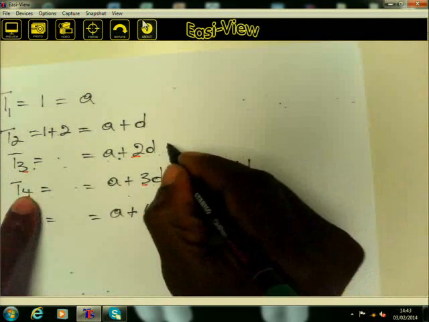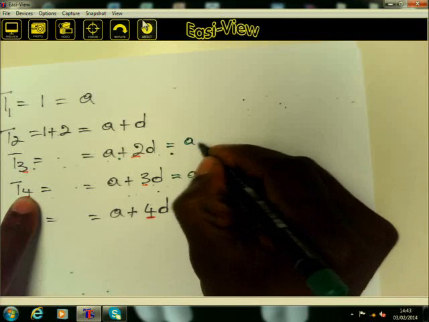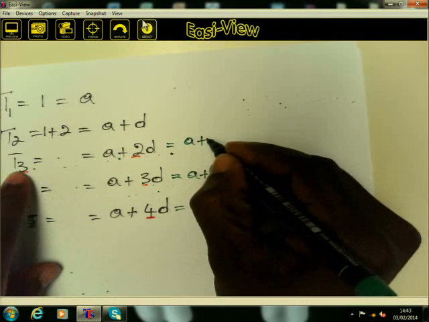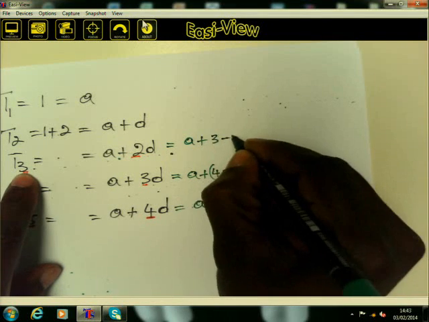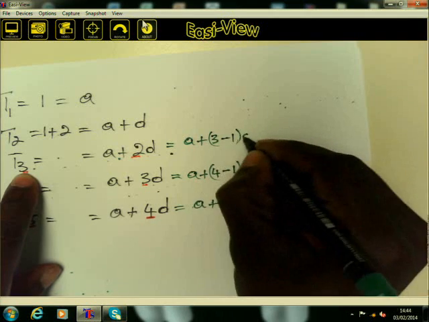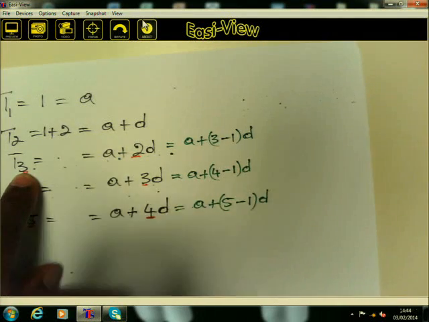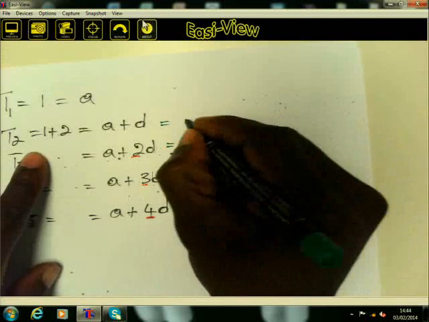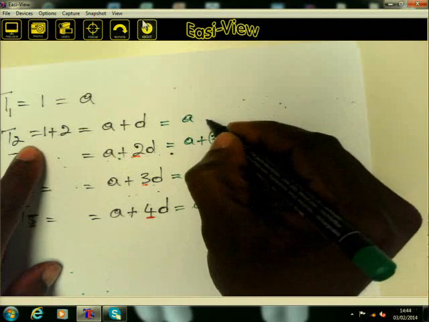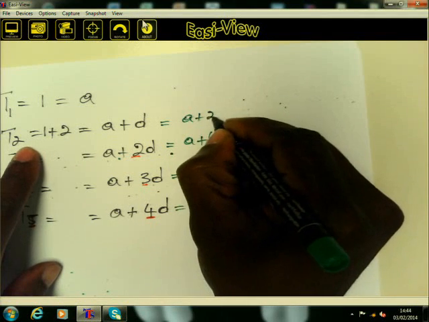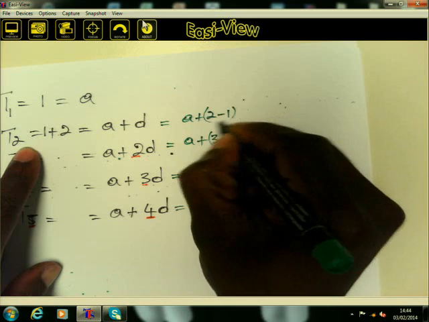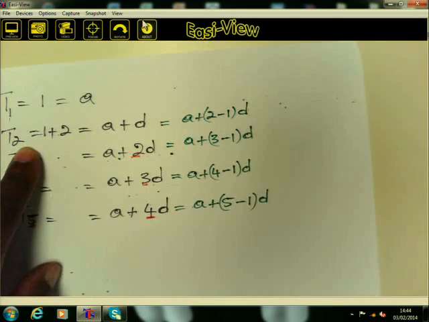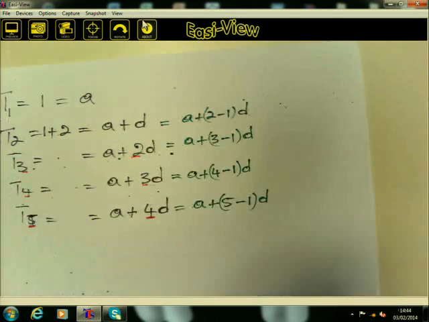That one also will be the first term added to the term number, which is 3, take out 1 from the term number, and we multiply by the difference. The same thing there, it will be A, which is the first term, added to the term number minus 1, multiplied by the difference. Even that one, for interest sake, it can also happen that I have to see.